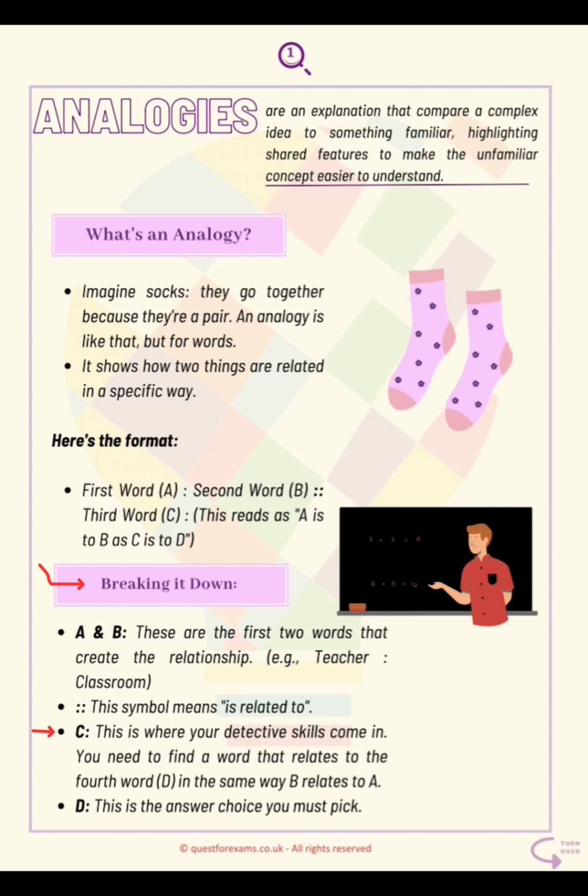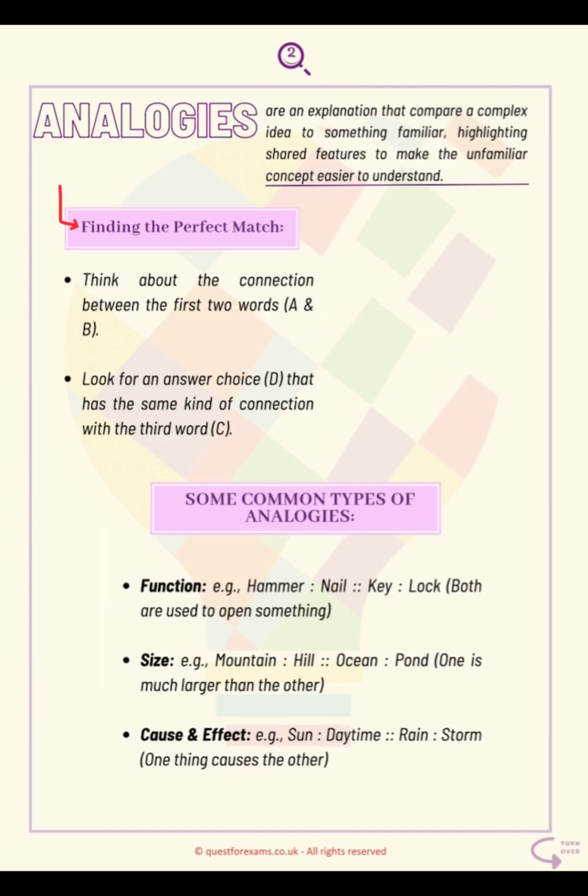C is where your detective skills come in. You need to find a word D that relates to the third word, C, in the same way B relates to A. D is the answer choice you must pick. Finding the perfect match: think about the connection between the first two words, A and B. Look for an answer choice D that has the same kind of connection with the third word, C.